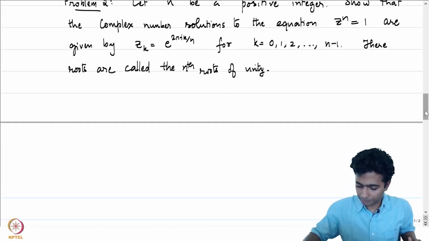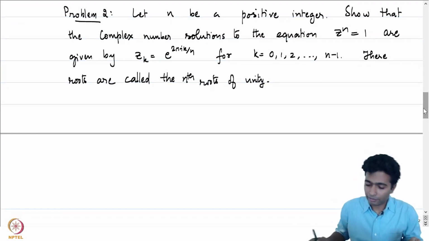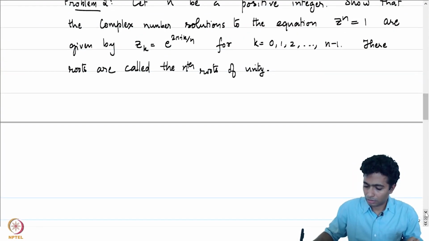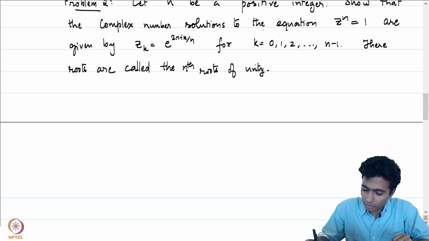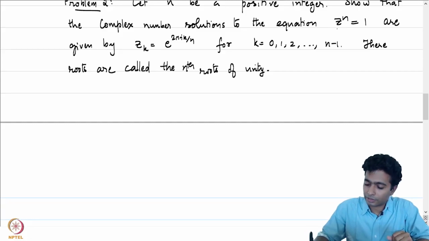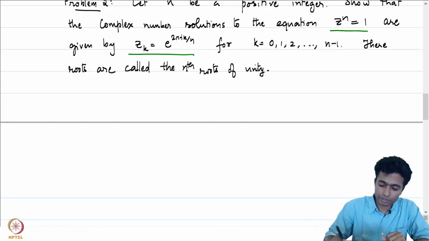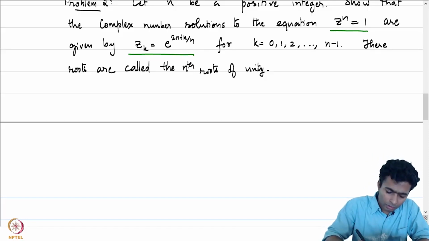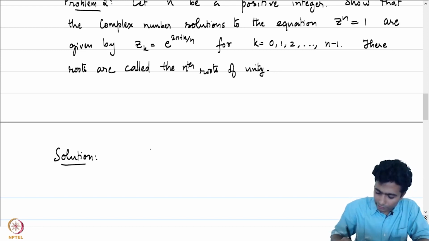Okay, let's solve this problem. What do we have to do? We have to show that any complex number z, which satisfies the equation z to the power n is equal to 1, can be captured in this manner. So in order to do that, let's analyze the equation itself. Consider z to the power n equal to 1.